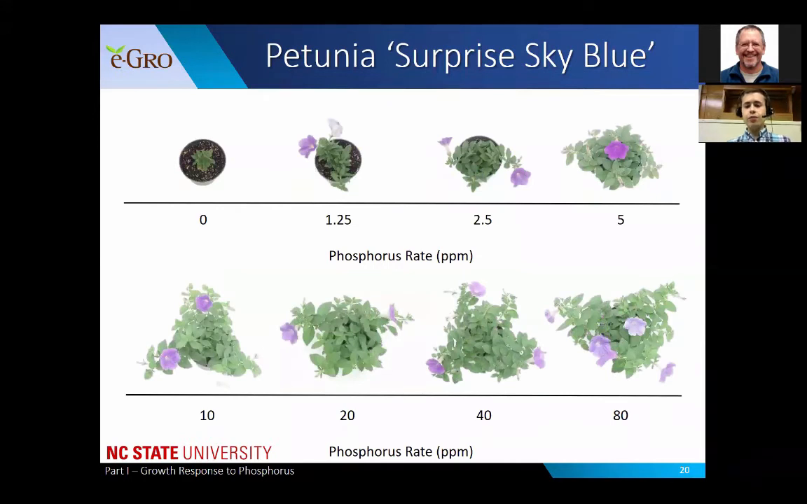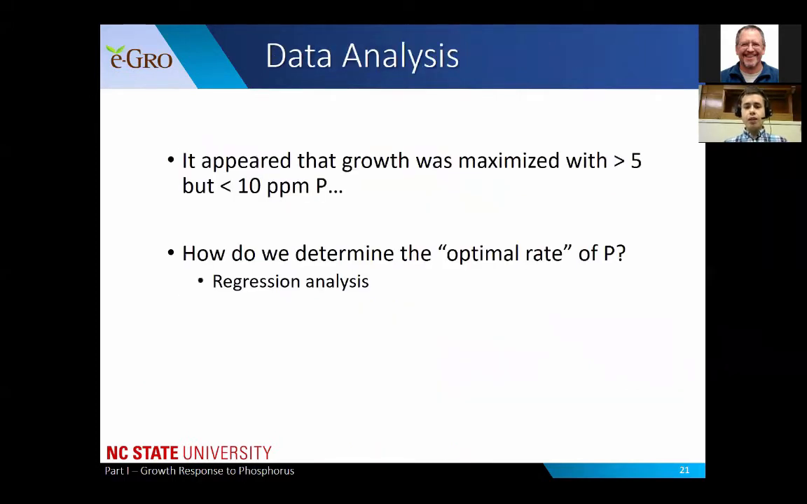And again, if you look at these plants from the top view, you can see this trend occurring yet again, where the plants that were grown with 0 to 5 parts per million phosphorus on the top did increase with every increasing rate of phosphorus, but the plants that were grown with 10 to 80 parts per million phosphorus were all roughly the same size. So it appeared that growth was maximized with greater than 5, but less than 10 parts per million phosphorus.